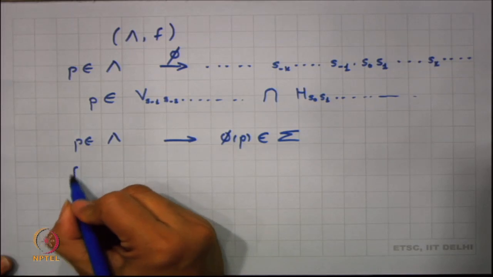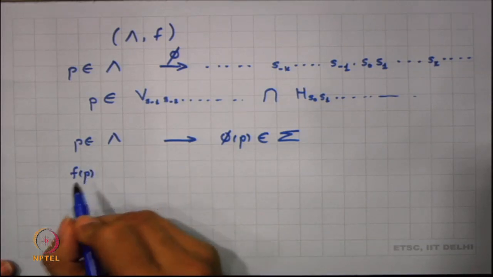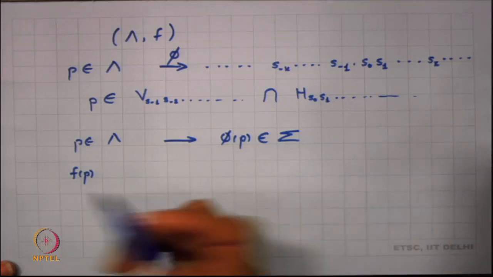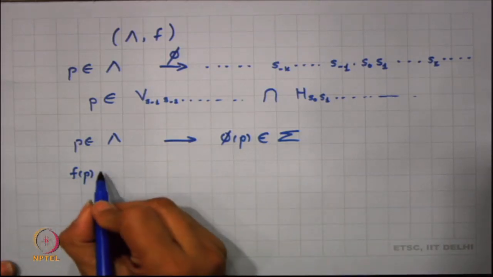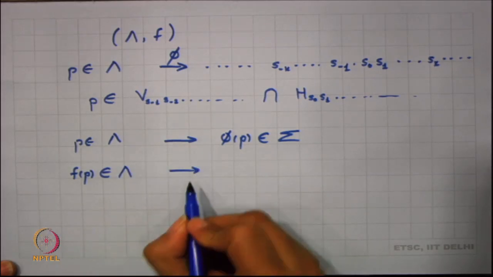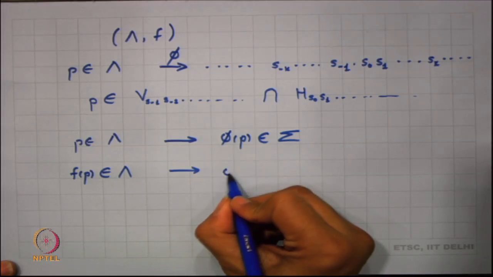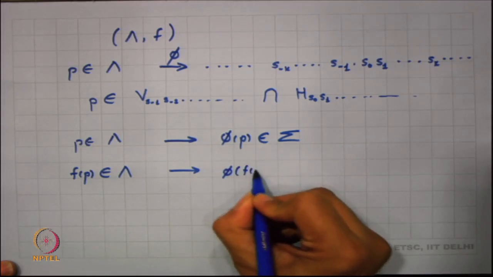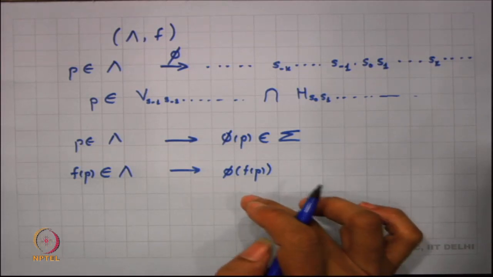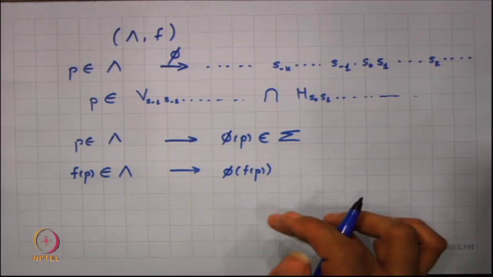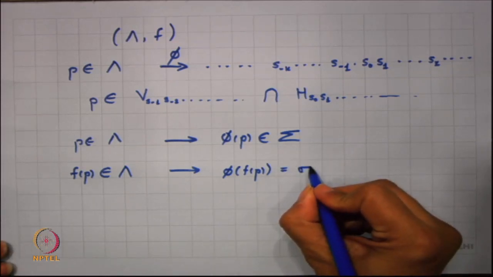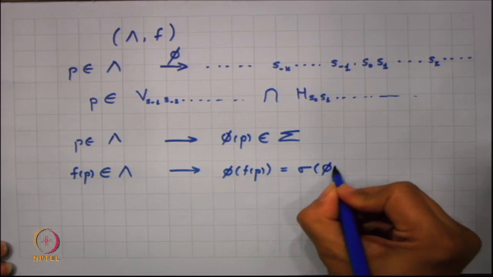Now, we had also seen this, but it is quite easy to see what happens here. If I look at Fp, because lambda is an invariant set, Fp also belongs to lambda, and for Fp belonging to lambda we get correspondingly phi of Fp. But if we try to look into what phi of Fp is, we have seen this last time, this is nothing but sigma of phi p.